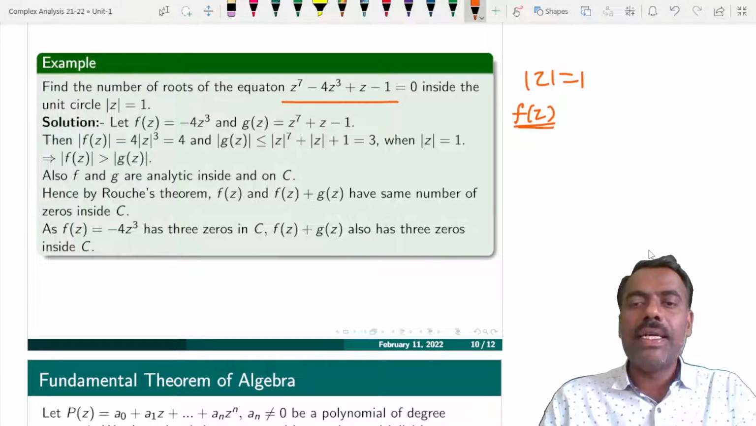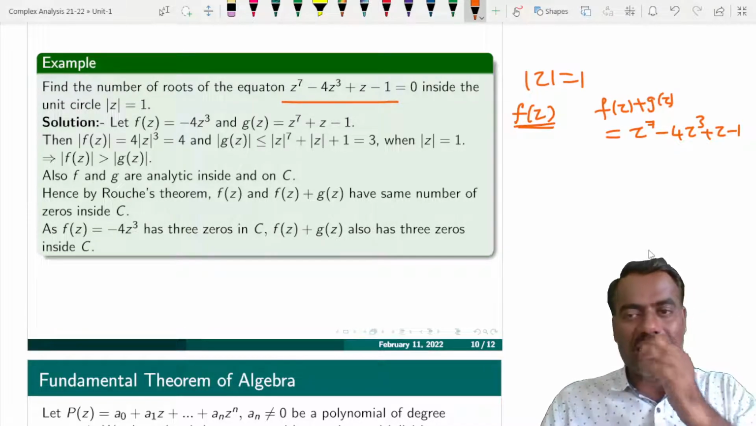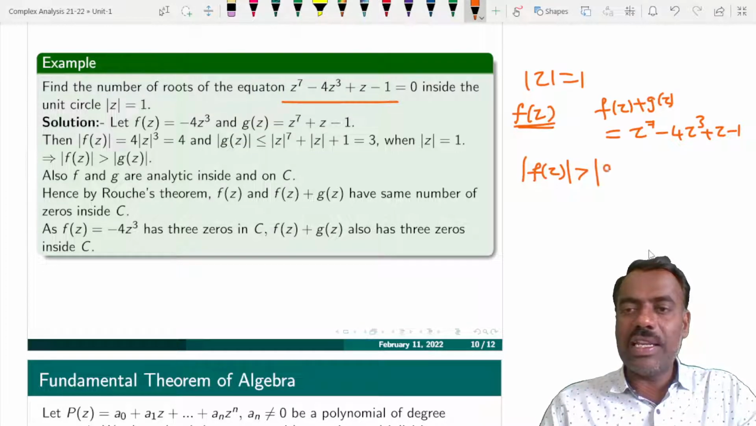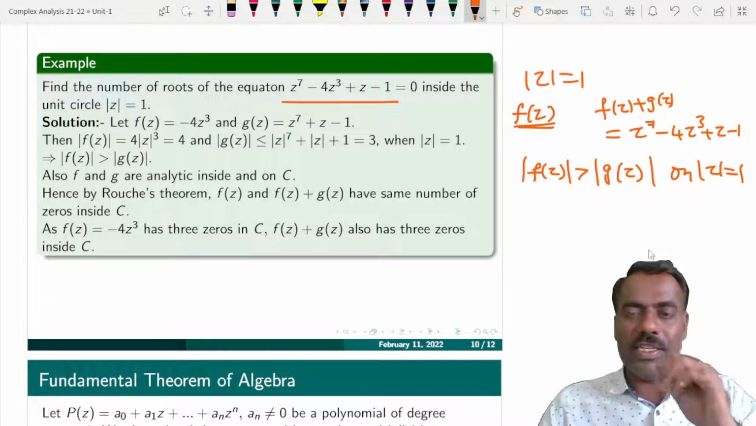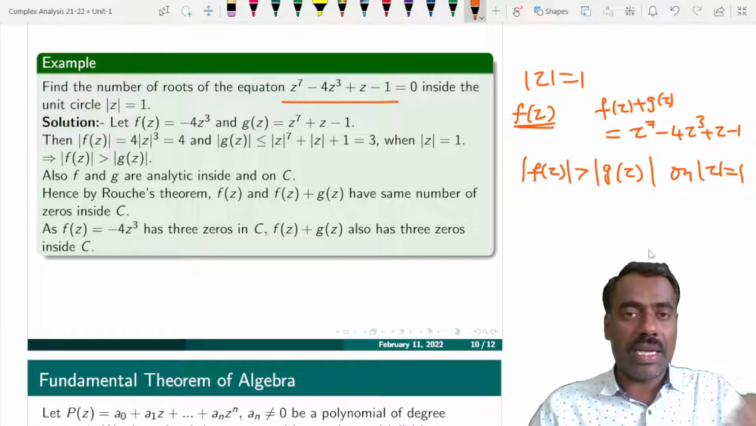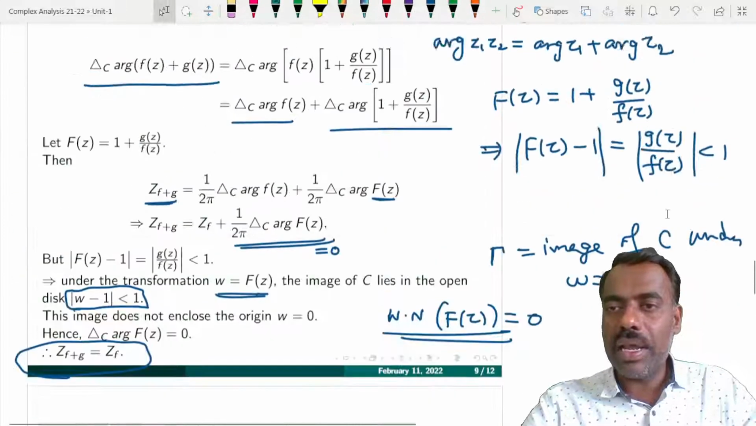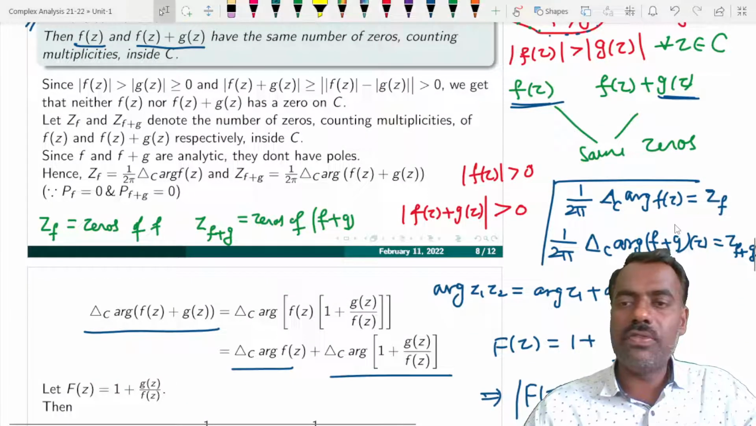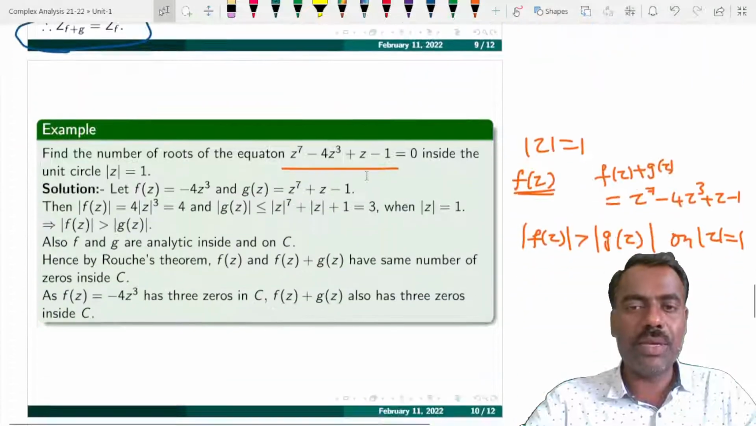We want to identify something like F of z from here, such that we can write this function in the form F of z plus G of z, the same as z power 7 minus 4z cube plus z minus 1, such that mod F of z is strictly greater than mod G of z on this C, which is mod z equal to 1. Then the number of zeros of F is the same as that of F plus G. Again, I am saying the number of zeros, not that the roots are the same. Same number of zeros, not same zeros.